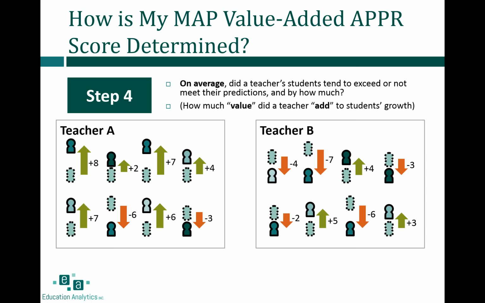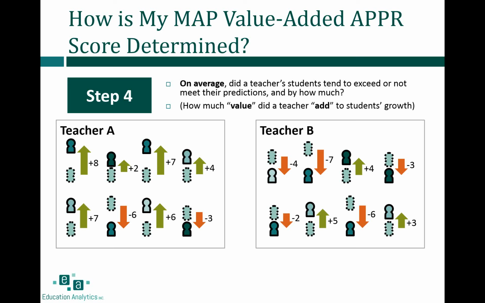So after we've done that for every student, what we do is we gather it together for each teacher, or if we're doing a school analysis, each school, and then find out, did each teacher's students on average tend to exceed or not meet their predictions, and by how much? In this way, we're finding how much value the teacher added to the students' growth.